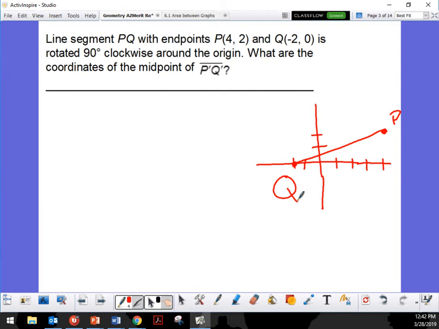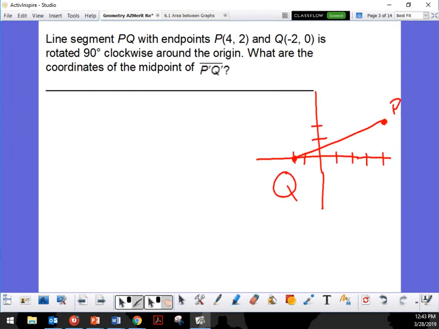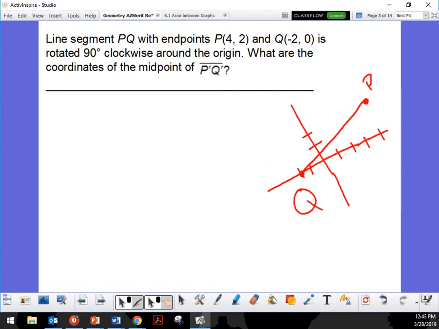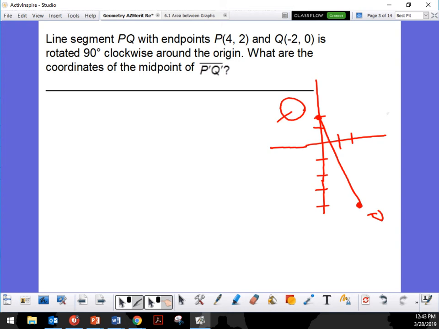Yes? We're rotating this whole thing 90 degrees clockwise, right? Ninety degrees clockwise.